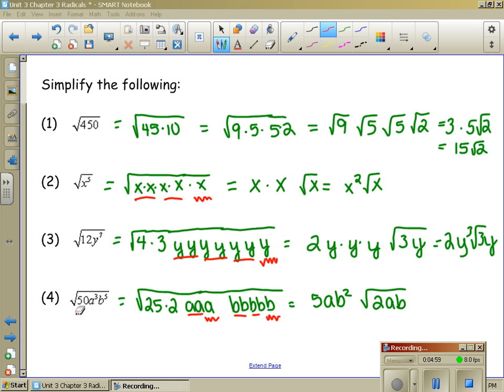And the last one, 50 is 25 and 2. Square root of 25 is 5. 2 stays under the radical. 3 a's, one group comes out, one left over. 2 groups of b's come out, one left over. Next page.